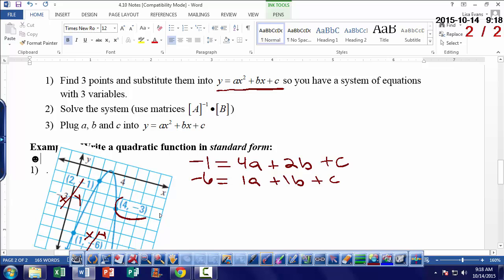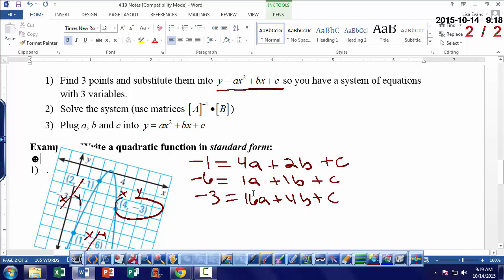Now I'm going to do the last point. This is x and this is y. So negative 3 equals x squared is 16a, then just x is 4b plus c. Done. Okay, now, basically we have a system of 3 variables.